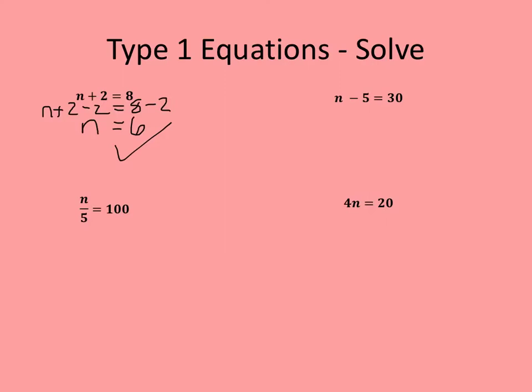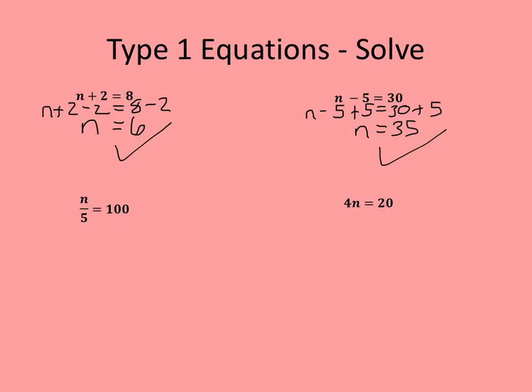N take away 5 is 30. So n take away 5 is, I'm just going to transfer that from the line above. The opposite of take away 5 is add 5. Line up my equal signs. I'm going to add 5 over here. So I'm adding 5 on this side, so I add 5 on that side. That's my opposite operations. Take away 5 plus 5 leaves just my n. 30 plus 5 is 35, and we're solved.